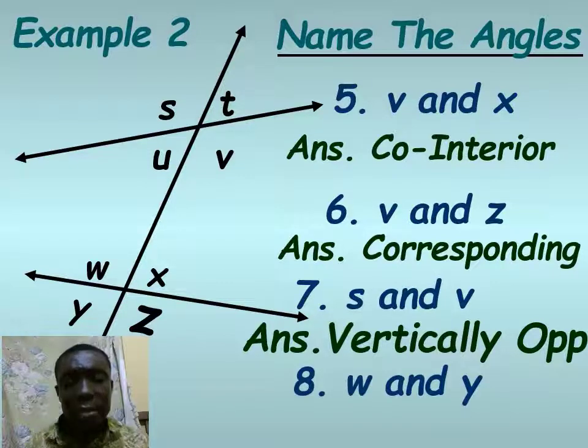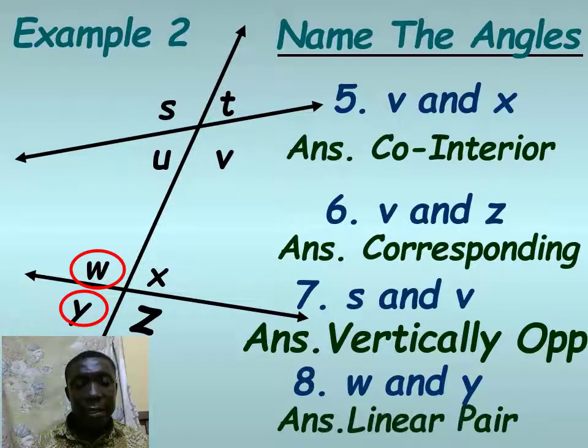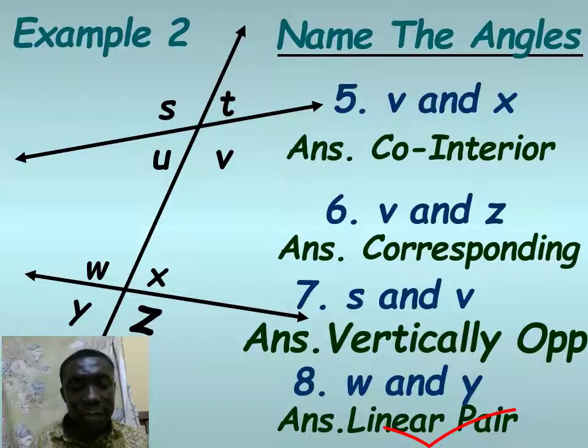Question 8. Angle W and angle Y. Can you name the angles? Name them. Angle W and angle Y. They are a linear pair, or angles on a straight line. Linear pair angles, or angles on a straight line.